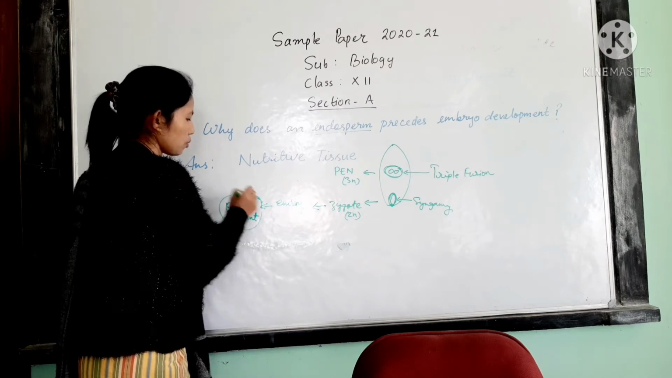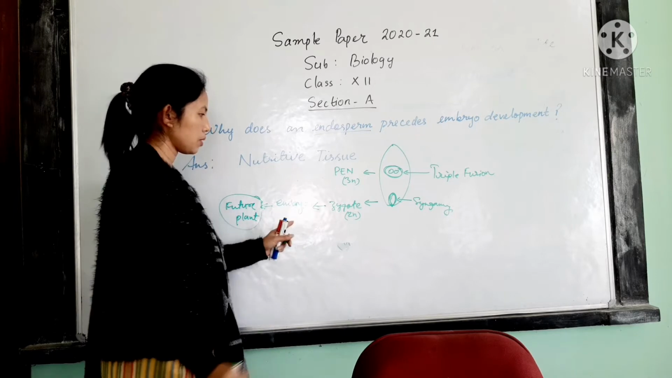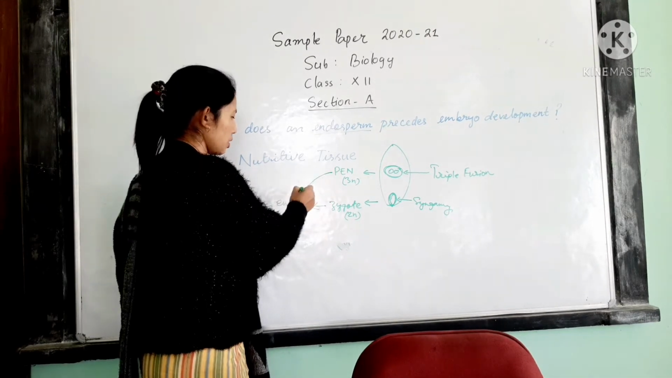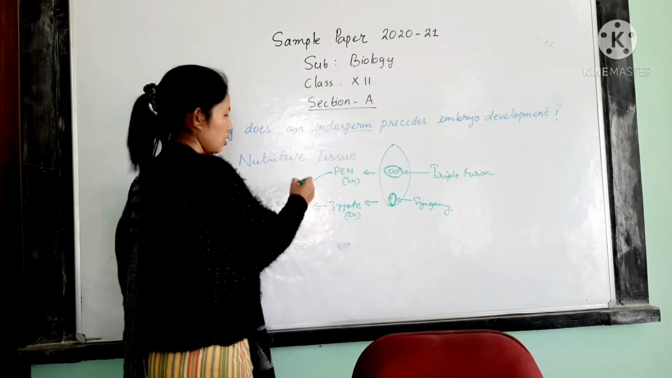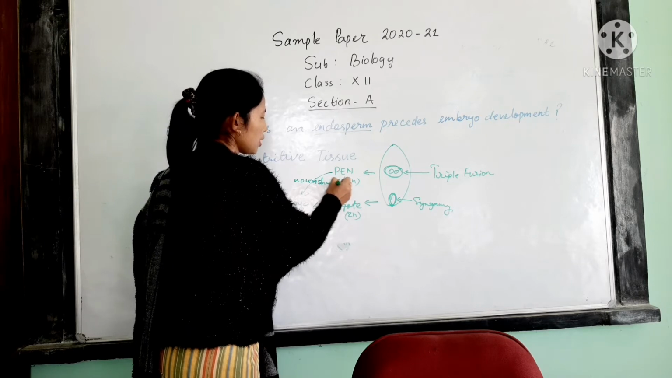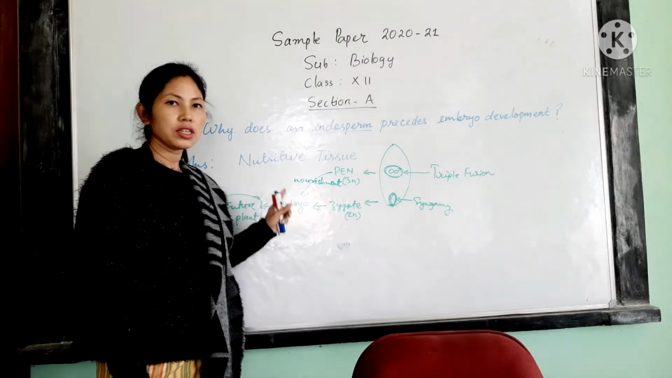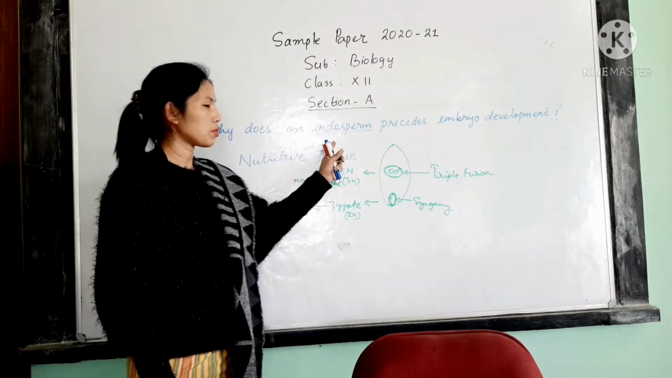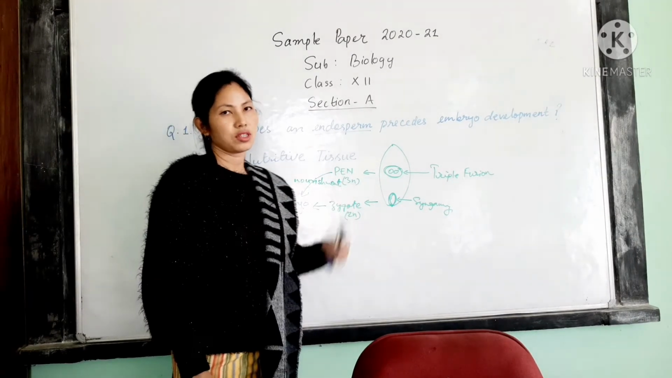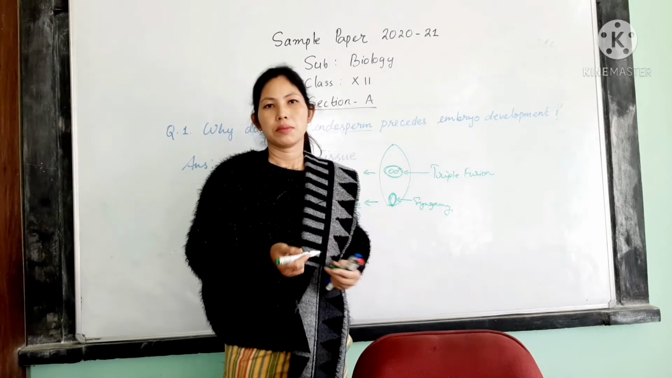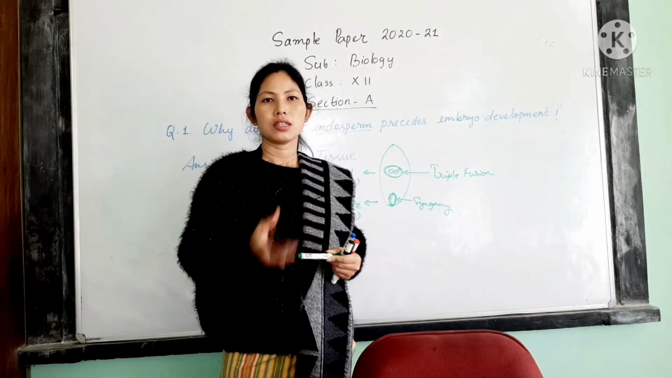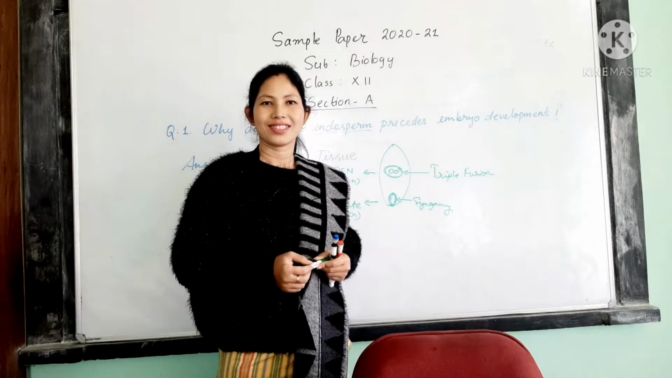So to get our future plant, or to develop this embryo, nourishment is very important. That nourishment is done by this primary endosperm nucleus. So here you can write nourishment. The nourishment of the growing embryo is done by the endosperm cell, or the endosperm nucleus. In this way you can write your answer simply in one sentence, or even in two, but these are for short answer type questions.